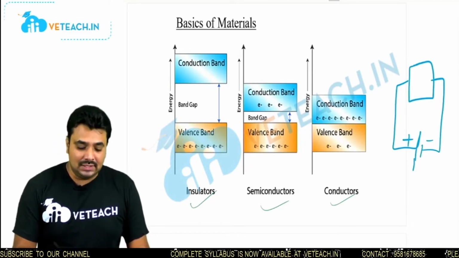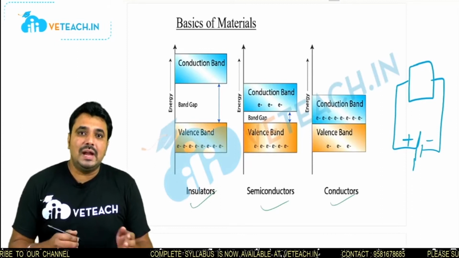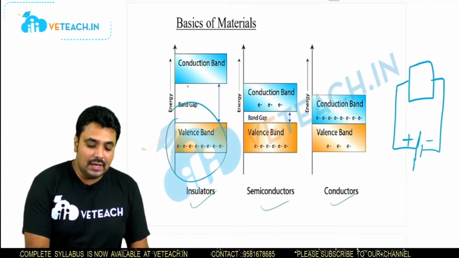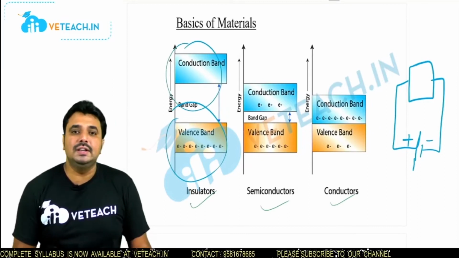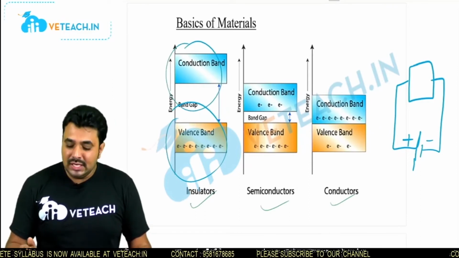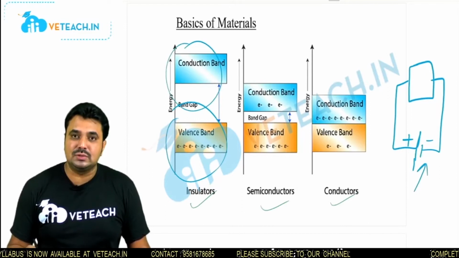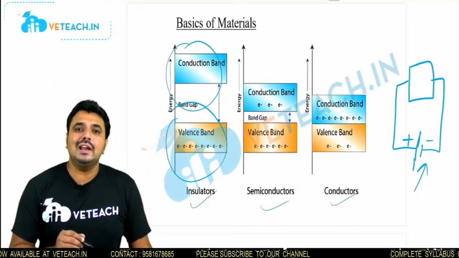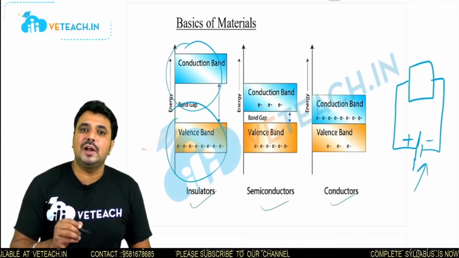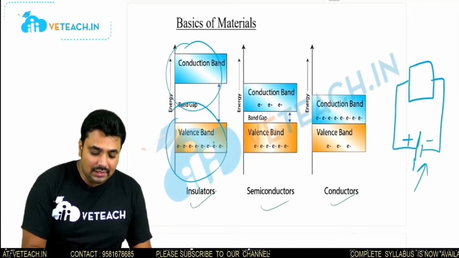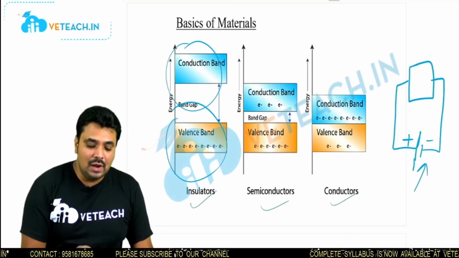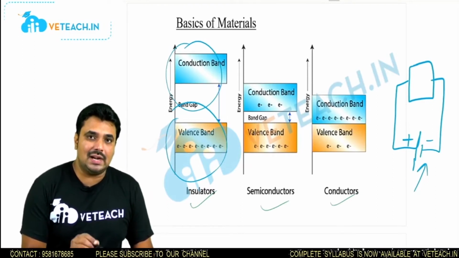The reason is the energy gap between the valence band and the conduction band. For the insulator, a large gap is there. Even if I give more voltage, the gap can't be fulfilled. So no electron will move from the valence band to the conduction band. You can see in the diagram itself, all the electrons are present in the valence band only. No electron is present in the conduction band.